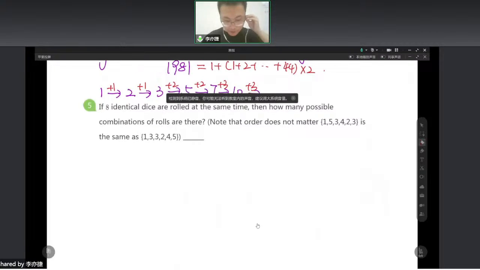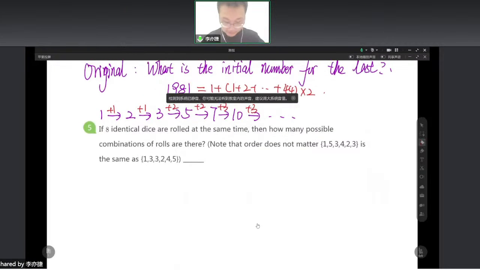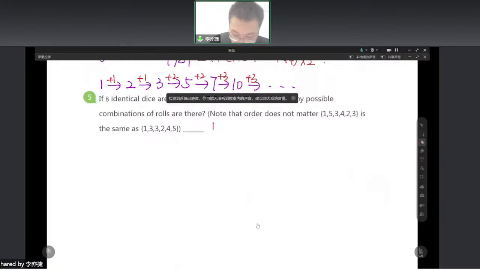And then for question 5, right? Question 5 is something called the plate insertion.